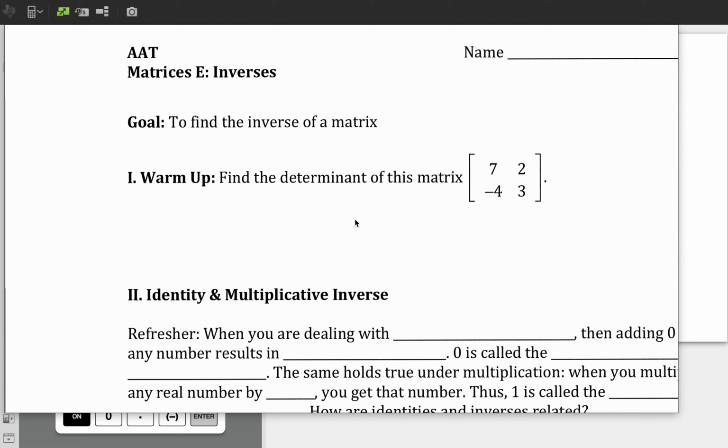Hello, math magicians. On this beautiful day, we are going to find the inverse of a matrix. By way of review, let's find the determinant of this matrix. Go ahead and pause, and then come back and check how we did this.